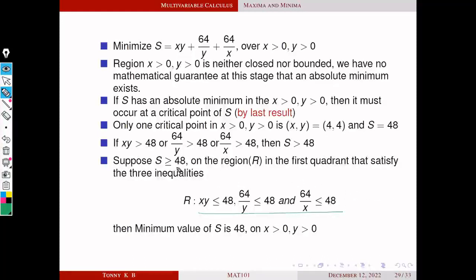Okay, suppose s is greater than or equal to 48 on this region R, then the minimum value of s is 48 on this entire region, because we know that outside this region s is automatically greater than 48. We already established that. So the minimum on the whole domain is the same as the minimum on this region.